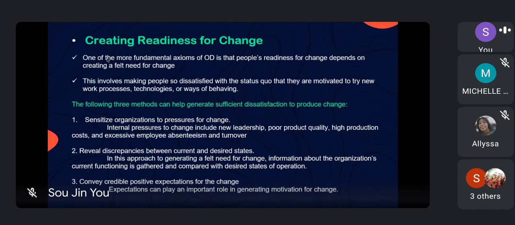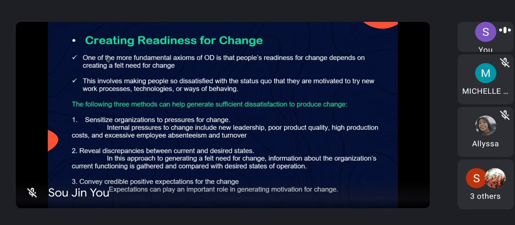Number 1, sensitize organization to pressures for change. So, bago pa matrigger yung pressure sa change, the organization must be sensitive. The organization can make themselves more sensitive to pressures for change by encouraging leaders to surround themselves with devil's advocates, and by cultivating external networks that comprise people and organizations with different perspectives or views.